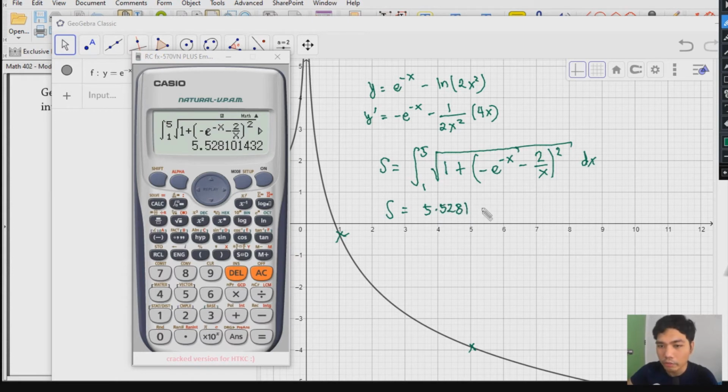Now, the unit is, of course, just units, because it's just an arc length, so it's just length itself. Okay, so that's it. That's the length of the arc.